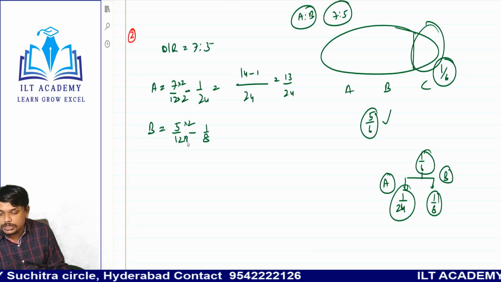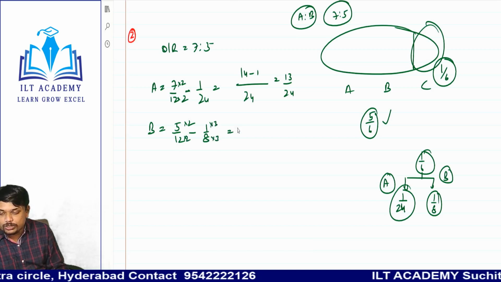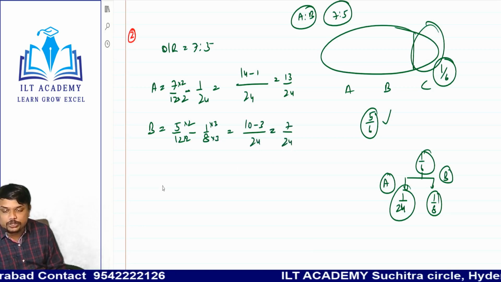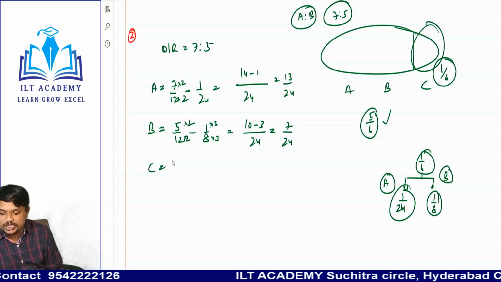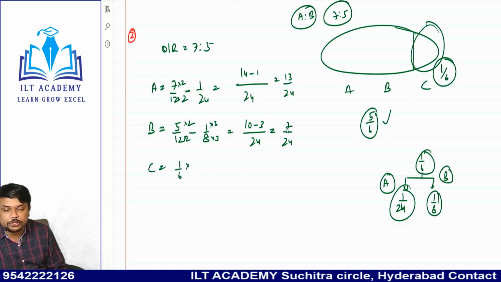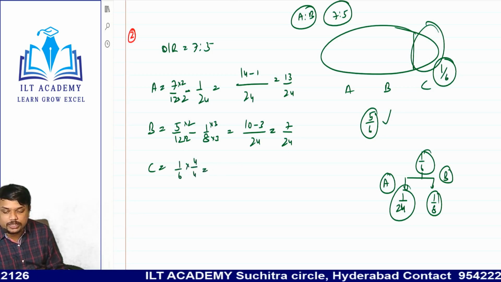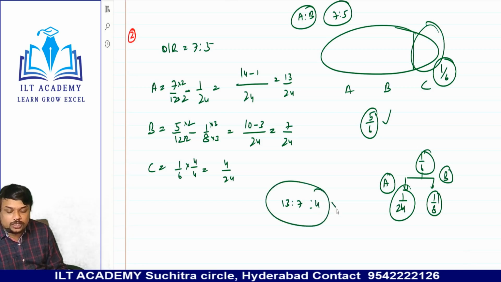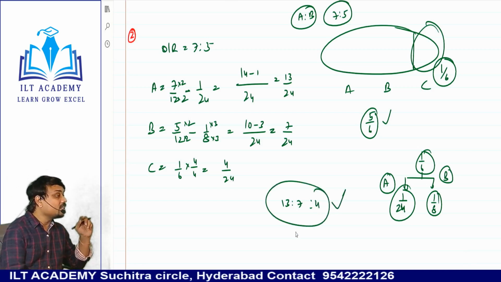Into 2, into 2, into 3, into 3. 10 minus 3 divided by 24, that is 7/24. Now C got how much? 1/6. Make this also 24, so what do we do? Into 4 and 4. What is the ratio? 13:7:4.